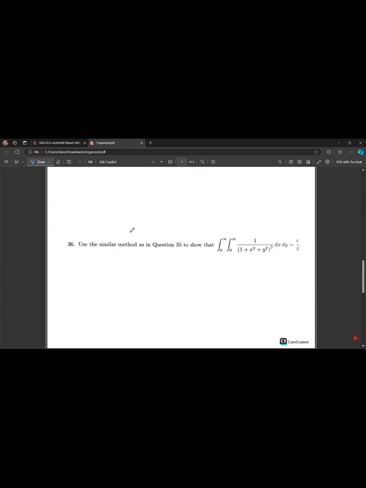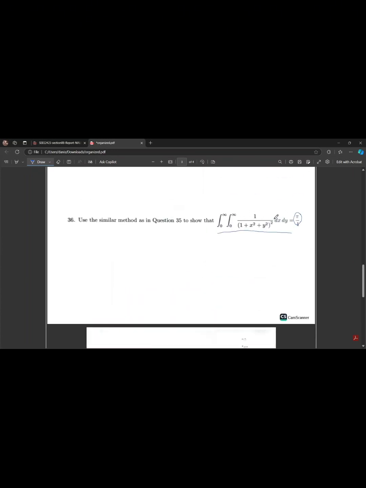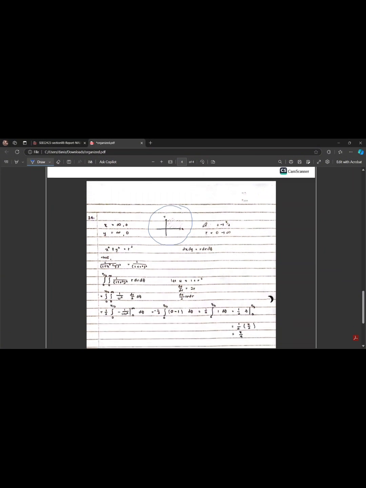And then for question 36, we also have to show that this equation is equal to pi over 4. So first thing first, we know the limit for x and y, thus we draw the graph. So from the graph, we know that theta is from 0 to pi over 2. And then for the r, we know that it's from 0 to infinity.